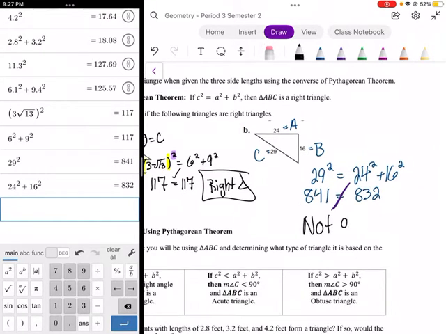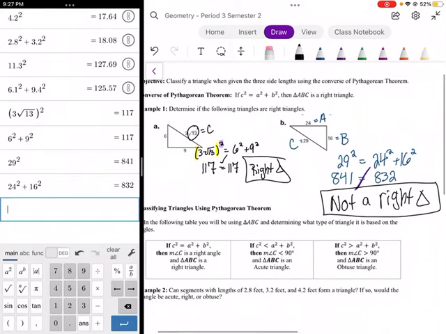Not a right triangle. And that would be our answer. So that's how we can tell whether or not it's right or not.